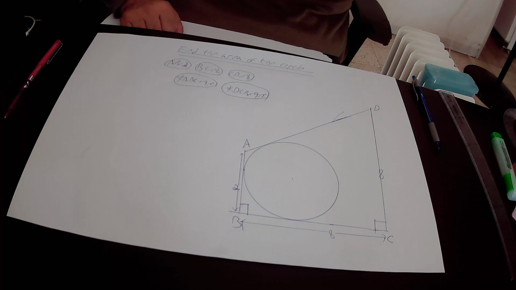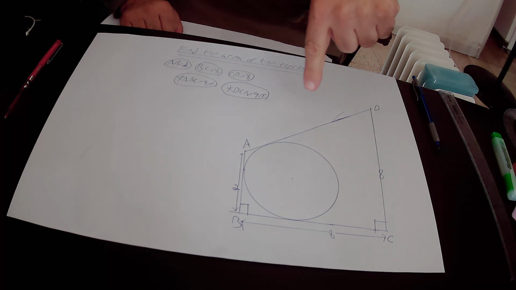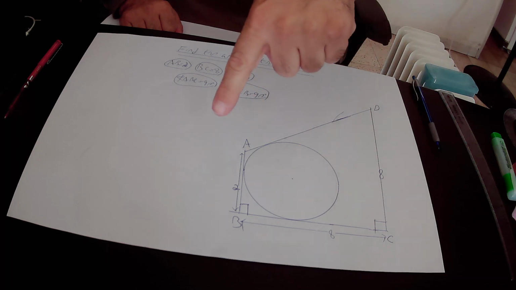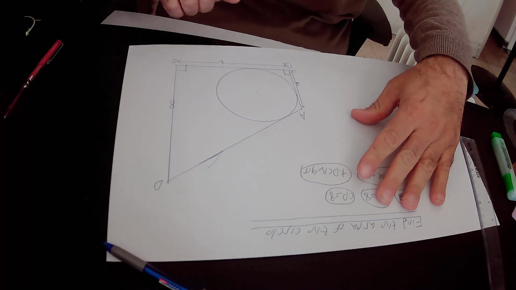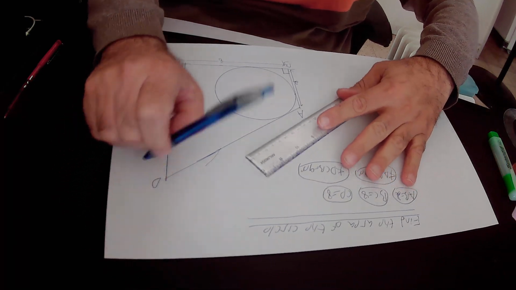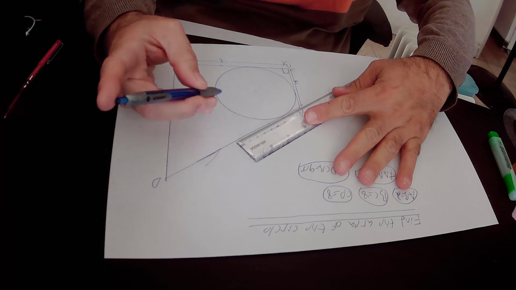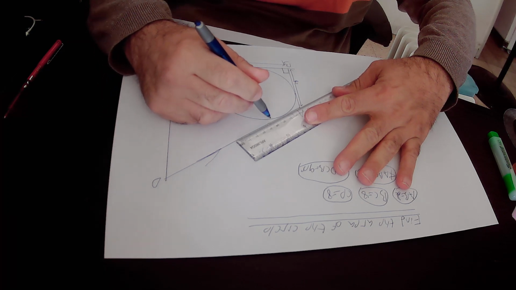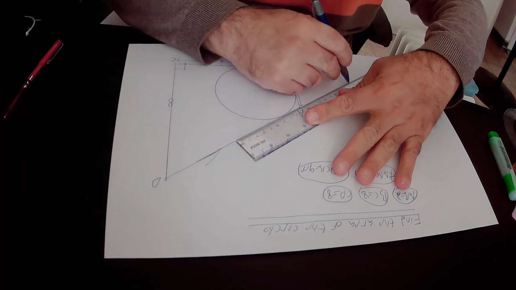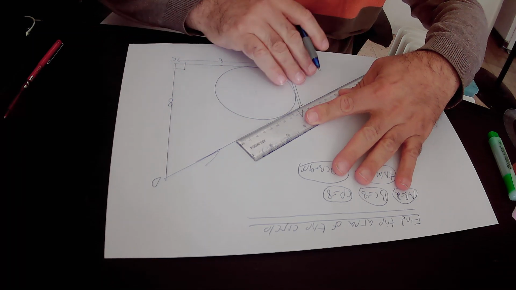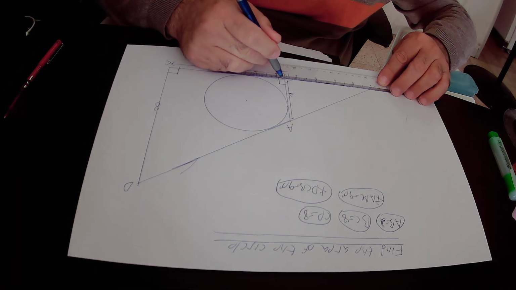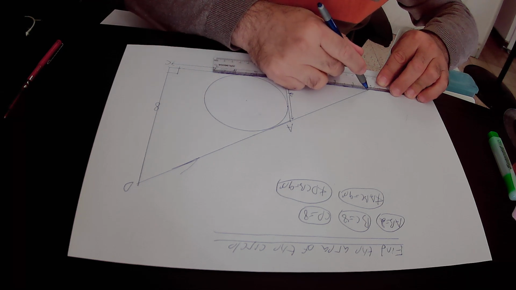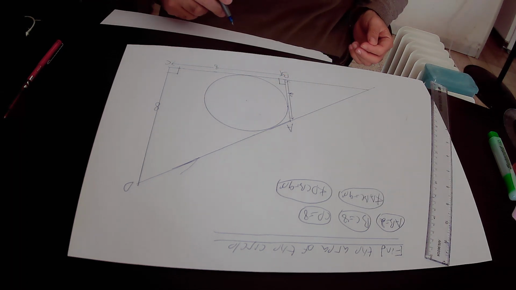So first of all, we'll do a construction. We extend side DA and side CB until they touch each other. We define the touching point of the two sides as M.